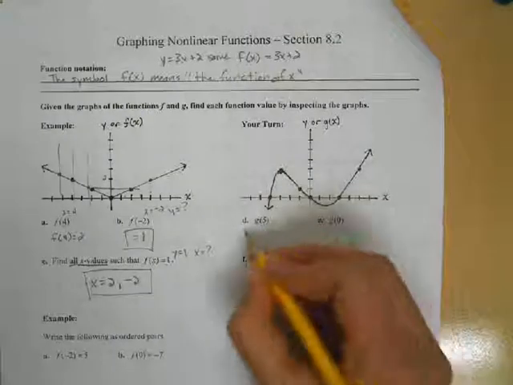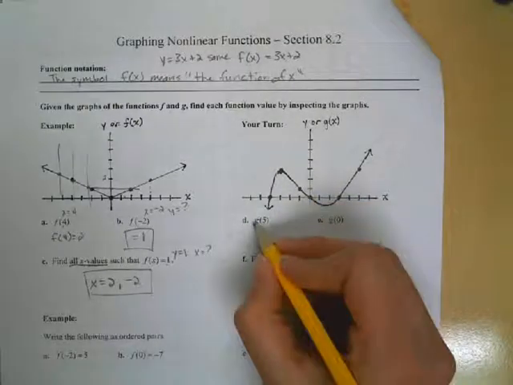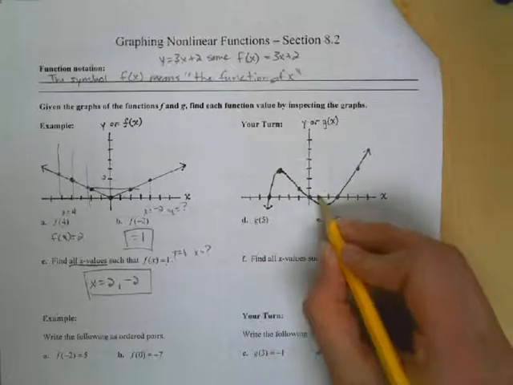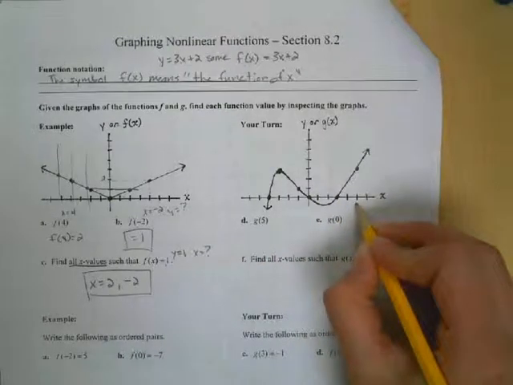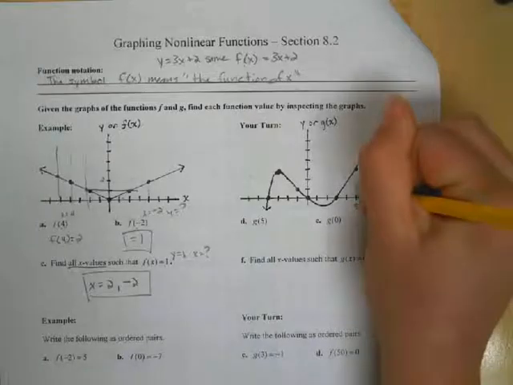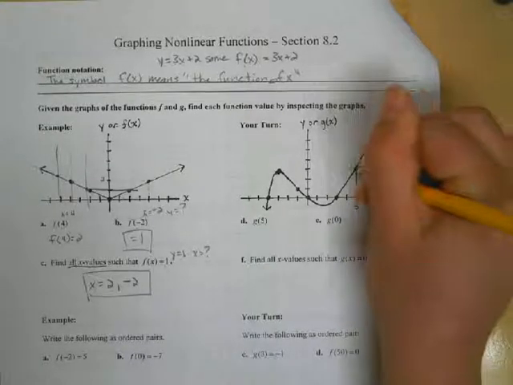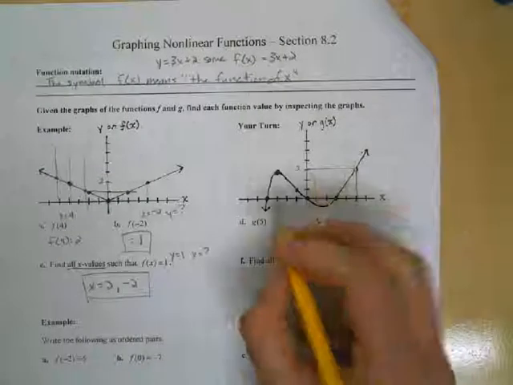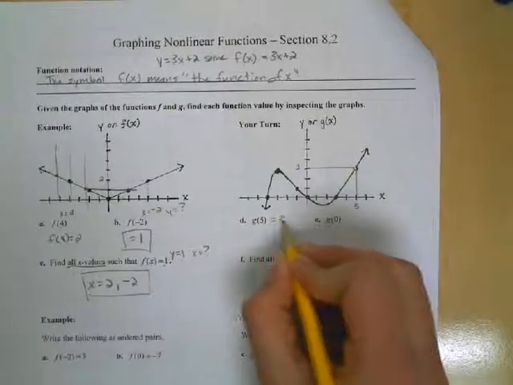Okay, so moving on for us, g of 5. That means when x is 5, so come over here to where x is 5: 1, 2, 3, 4, 5. Here's x is 5. Follow that up until I hit the graph. When I hit the graph, it's right there at y is equal to 3. So g of 5 equals 3.